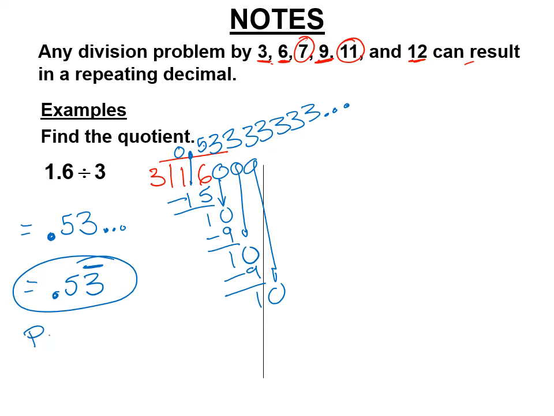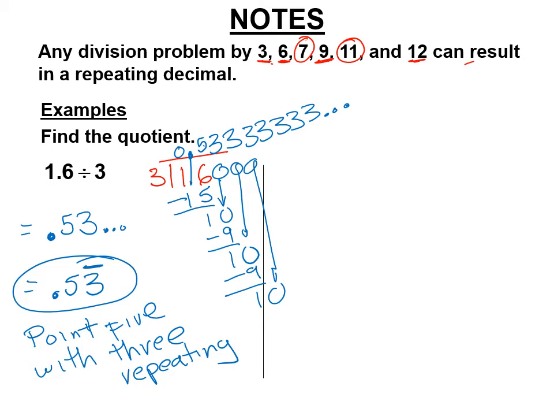And a lot of teachers are not clear on how to say this. So let's make sure I want you to write this down. You say this as 0.5 with 3 repeating. Okay, that indicates the 5 doesn't repeat, but the 3 does. And that 3 repeats forever. There's no such thing as a little bit of repeating in a repeating decimal. It repeats forever, whatever part that repeats. So let's try another one. You know the answer is going to be a repeating decimal.